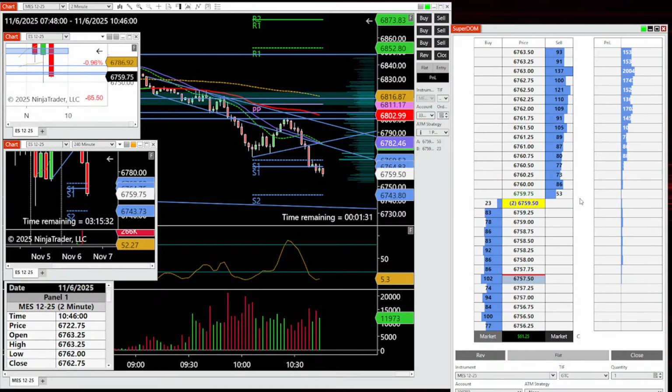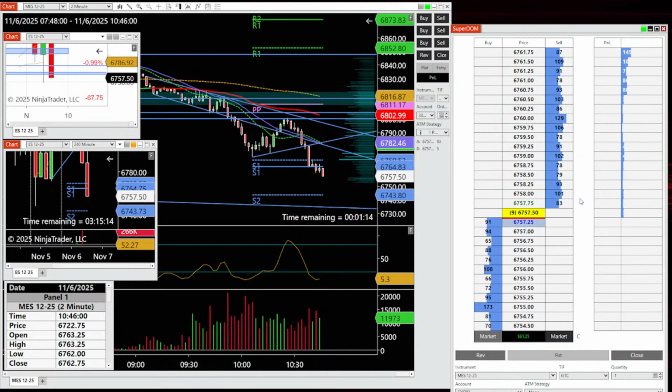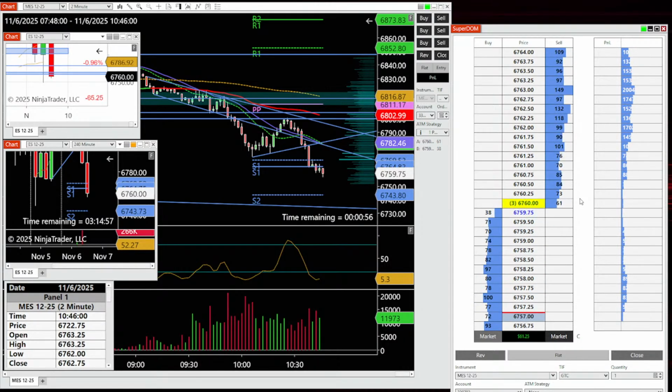Make a low and pop. Make a low and bounce. Okay, back up to 60, 60. 60, 50. Over and under 60. 61.